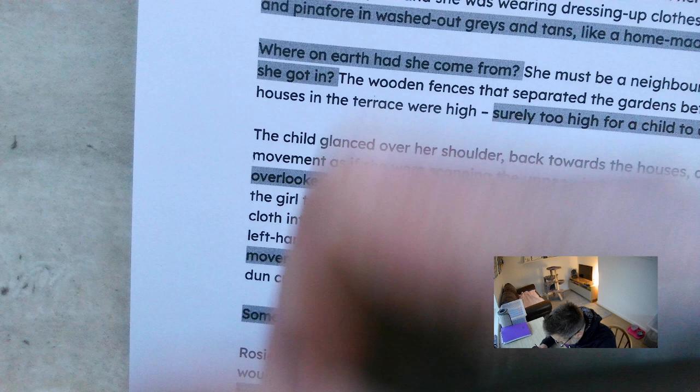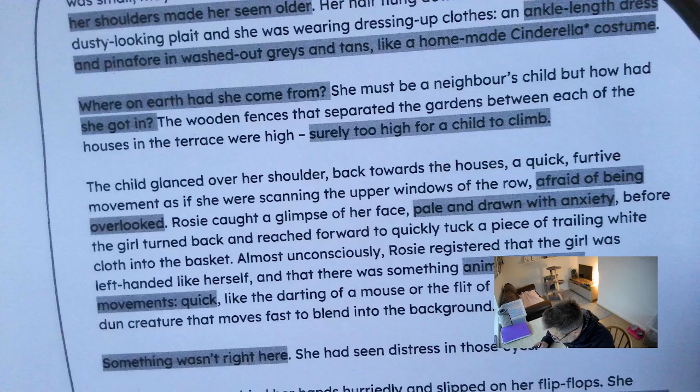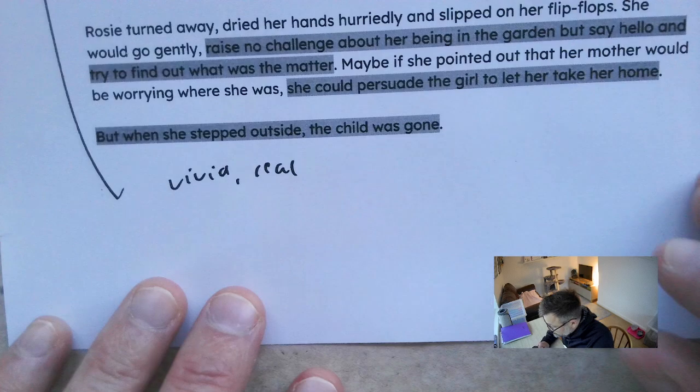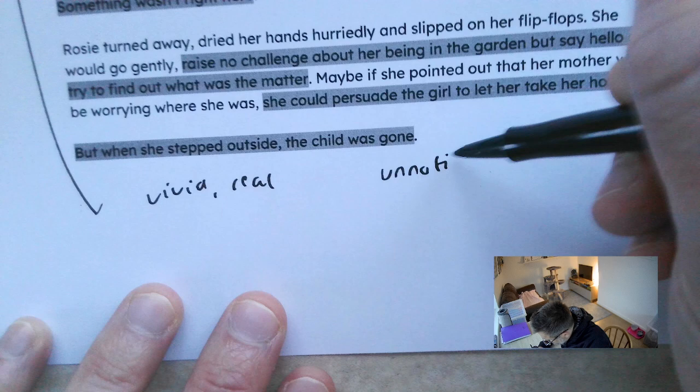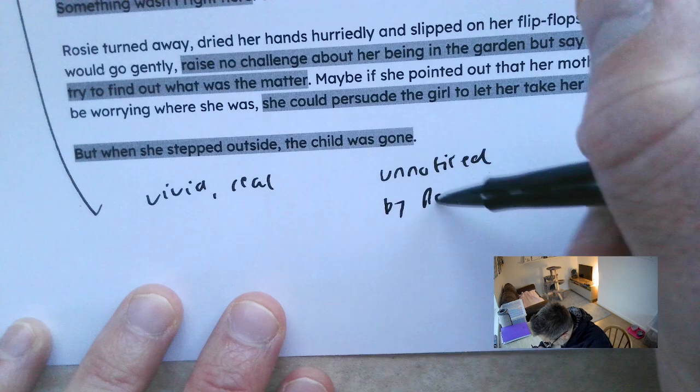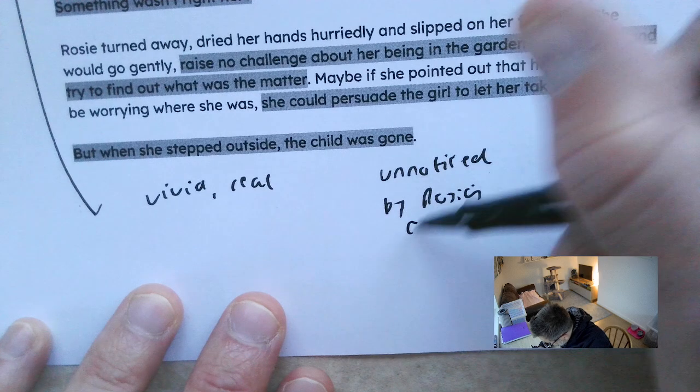Then what else have I highlighted? Cara seemed unfazed by the girl's presence. Well, so Rosie's own children don't notice the girl, so she's kind of unnoticed by Rosie's children. So for me, that suggests that she's not real. Not real. Some evidence for that. Okay, what else?